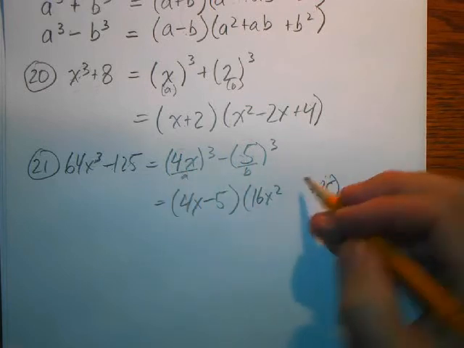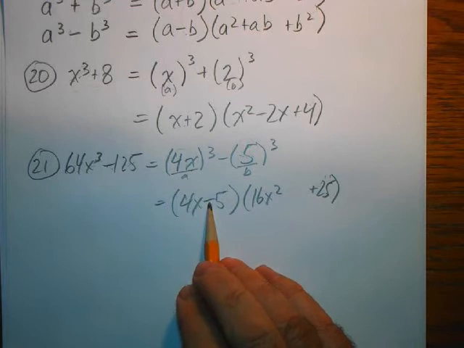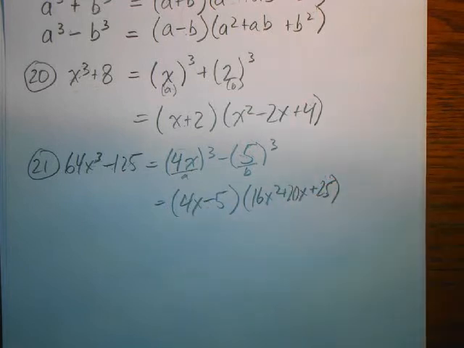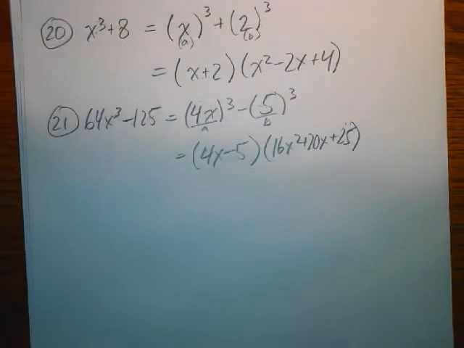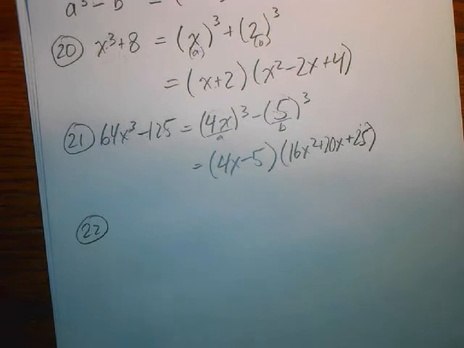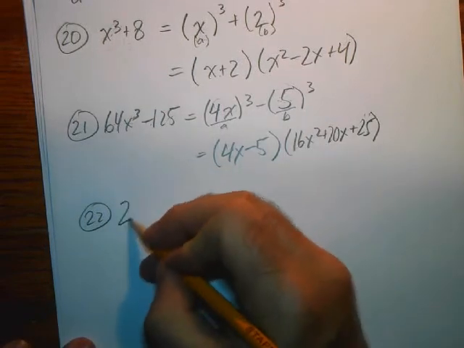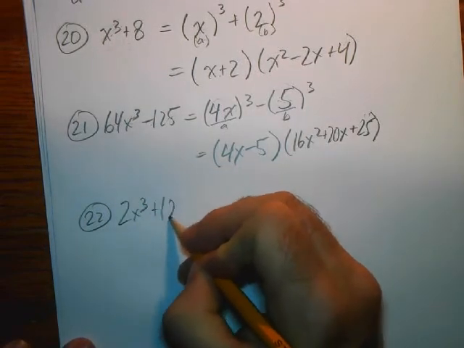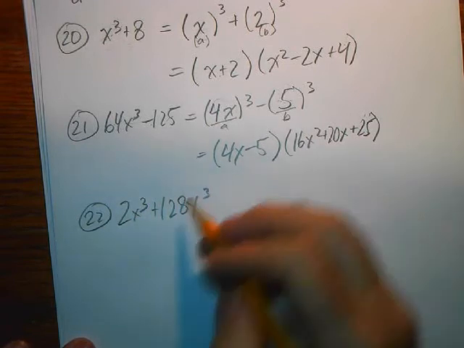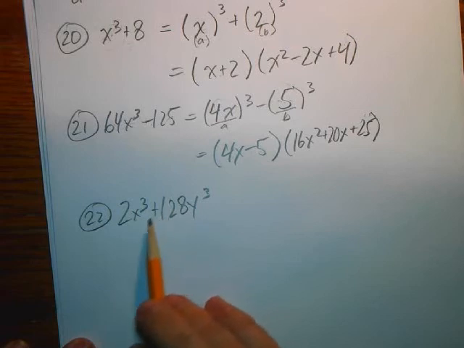All right. So, 2x cubed plus 128y cubed. Okay, so two different variables. You can see I've got two terms adding, so it looks like it could be a sum of cubes because I've got cubes. But when you look at these numbers, they're not perfect cubes. So what's going on here?